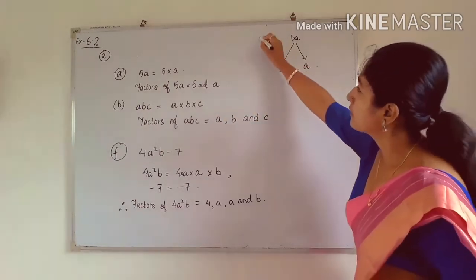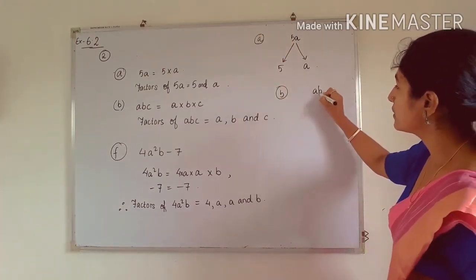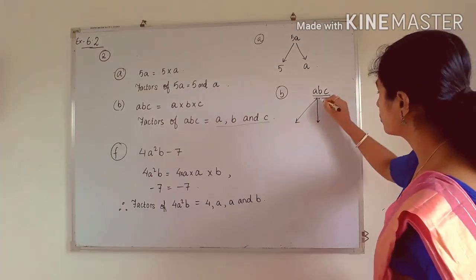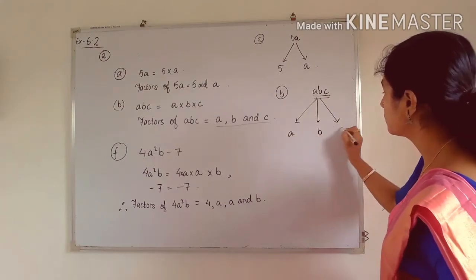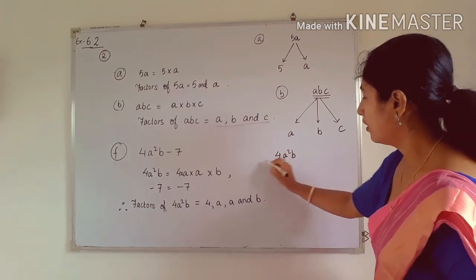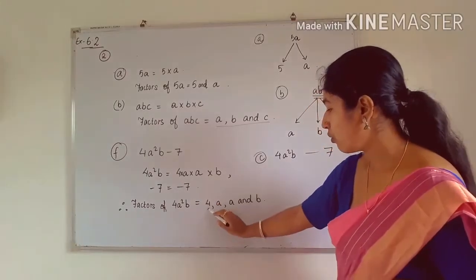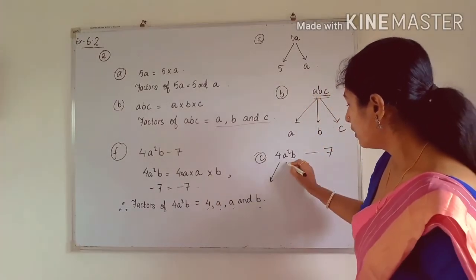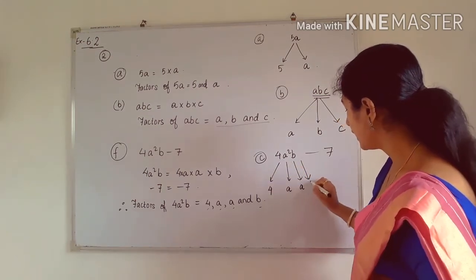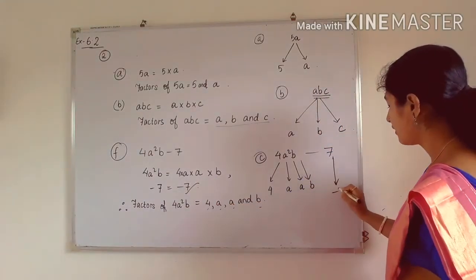Similarly, this is for number A. Now see the tree diagram for number B. ABC has how many factors? 3 factors. So you have to make 3 arrows: first one is A, second is B, third is C. Similarly for the third one, you write 4A square B minus 7. 4A square B has how many factors? 1, 2, 3, 4. So you draw 4 arrows because it has 4 factors: 4, A, A, B. And minus 7 has only one factor, that is minus 7, so just make an arrow and write minus 7.